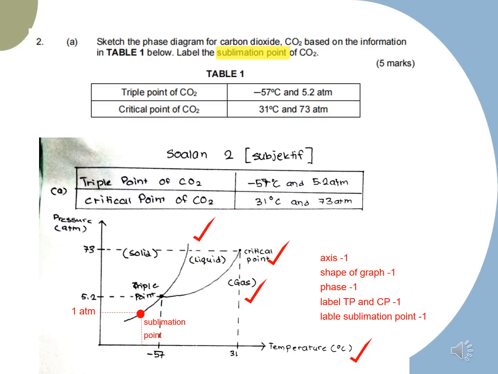The next mark is for the correct regions for the phases. You have to label which part is for solid, which region is for liquid and for gas. That one is mark number 3. Next, you have to label which one is the triple point and which one is the critical point, along with their pressure and temperature together. That one is mark number 4.